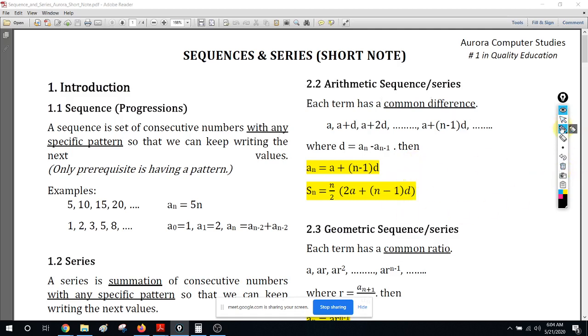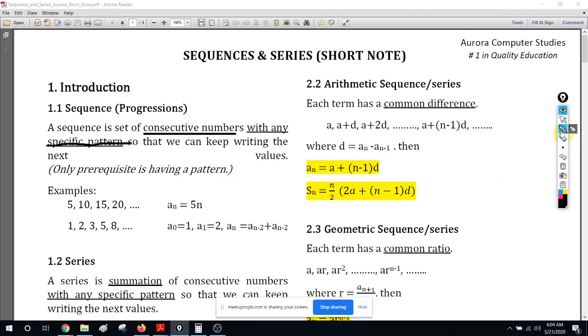So what are the two things that must come into your mind when someone talks about a sequence? There must be a pattern, so I will highlight that, and it must be consecutive numbers. That means we are interested in the order, whether that term is the first one or second one or third one. When we consider both, then we are talking about a sequence. Another name for a sequence is progression. In the exam they use both terms. If the exam paper refers to a progression, they are referring to a sequence.